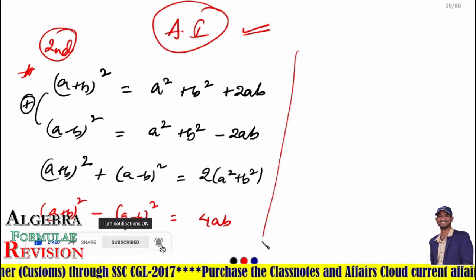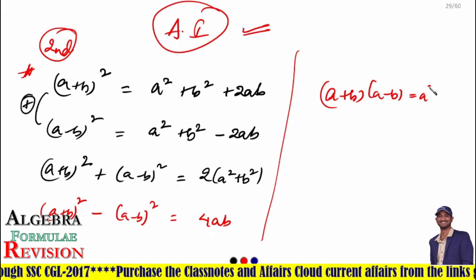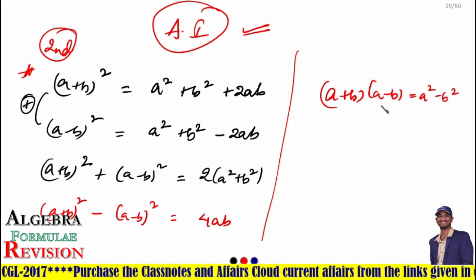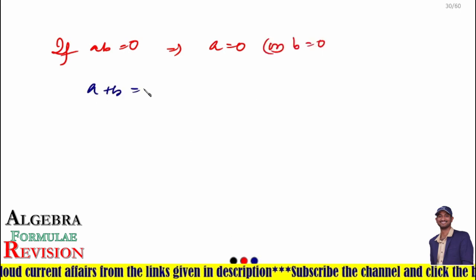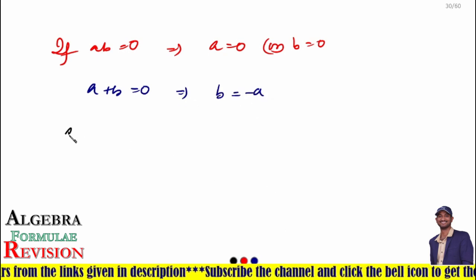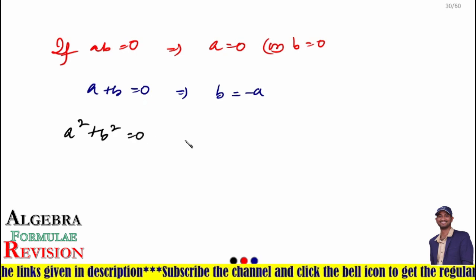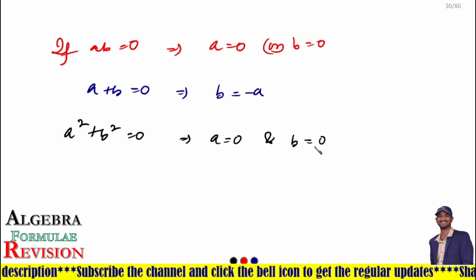And there is one more identity which is very much easy, that is (a plus b) into (a minus b) is always equal to a square minus b square. Okay, another one. For suppose if AB is equal to 0, then A is 0 or B is 0. Okay. For suppose if A plus B is 0, then of course B is equal to minus A. If A square plus B square is 0, then A is 0 and B is also 0.